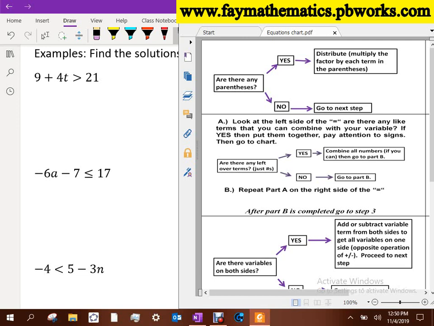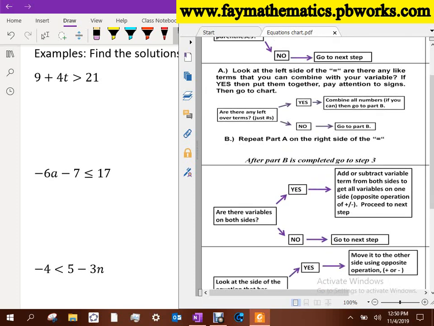9 doesn't apply. So then it says repeat part A, but on the right-hand side. So on the right-hand side, I ask, is there any variable terms over there? Nope. Are there any constants over there? Nope. So now I go down to the next question. It says, are there variables on both sides? No. So then it says go to next step.